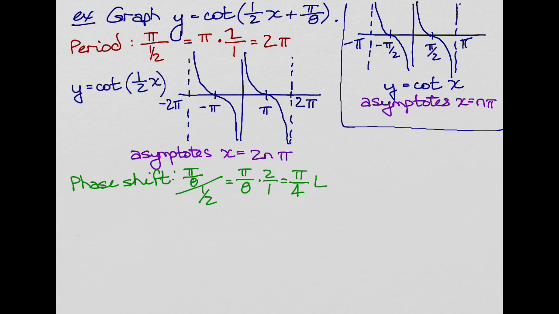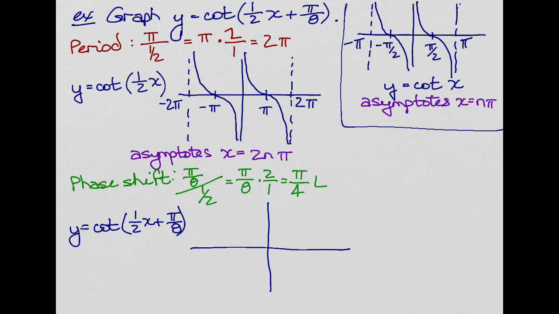So now I'm going to draw my final picture with all of this in there. This is y equals cotangent of 1/2 x plus the phase shift. And this is going to look like the previous one, except for everything's going to move to the left, everything, by a distance of pi over 4. So instead of an asymptote at x equals 0, I'm going to have an asymptote at x equals negative pi over 4. Move pi over 4 to the left.